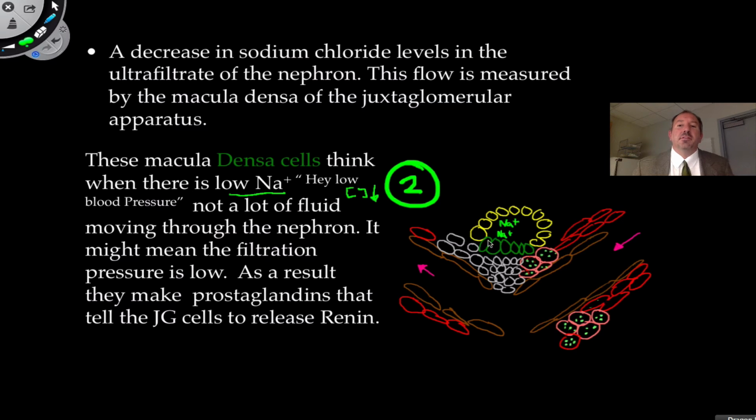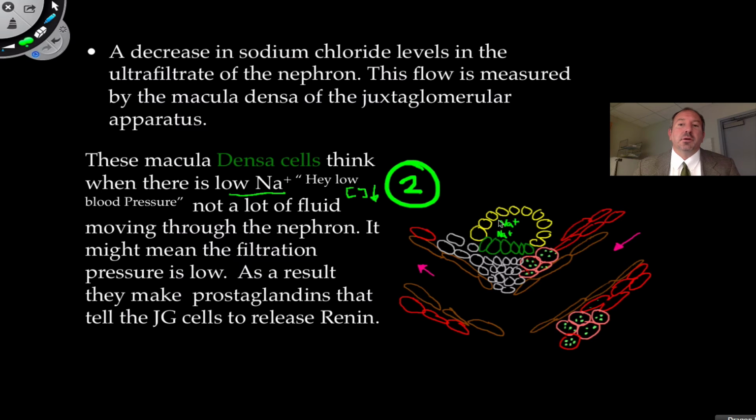And they do that because perhaps the reason that there's low sodium inside the renal tube is that the whole nephron isn't getting a lot of blood pressure. In other words, if there's not a lot of pressure in the glomerulus, that means that there's not a lot of sodium being reabsorbed.